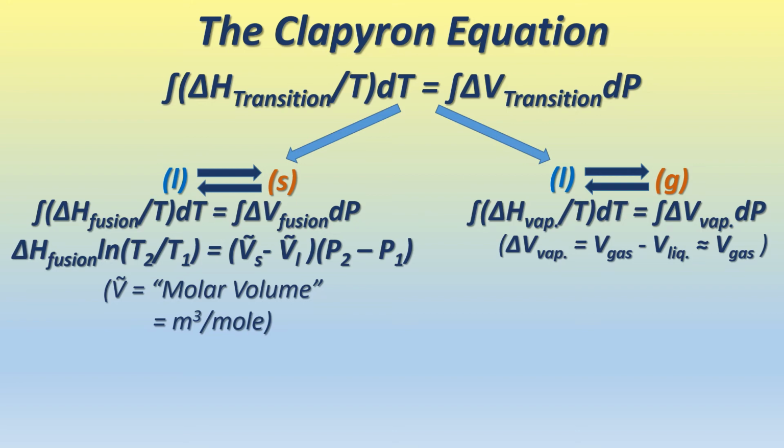However, volume of a gas follows PV equals nRT. Volume of a liquid is simply equal to the density. 1 mole of liquid water has a volume of 18 milliliters. 1 mole of steam has a volume of 24 liters. So essentially, the difference between the volume of a gas and the same amount of material in the liquid phase is going to be the volume of the gas. So I get the integral of the heat of vaporization over T dT is equal to the volume of the gas dP.